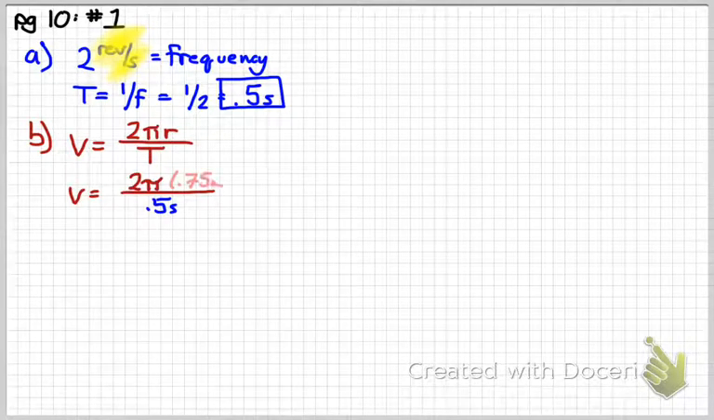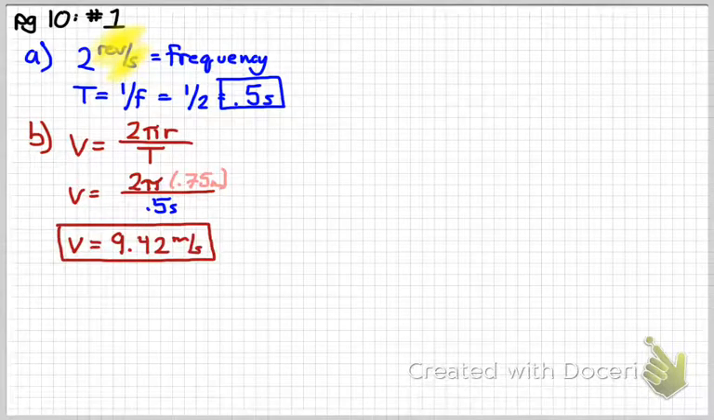Part B, finding the linear velocity, we're just going to do v equals 2 pi r over t. Your time is 0.5 seconds from part A. The radius is simply the length of the string, how long it is, which is 0.75 meters. And you should get something close to 9.42 meters per second when you do that.